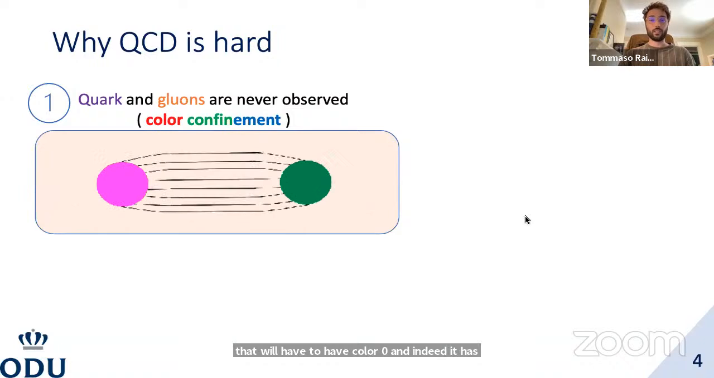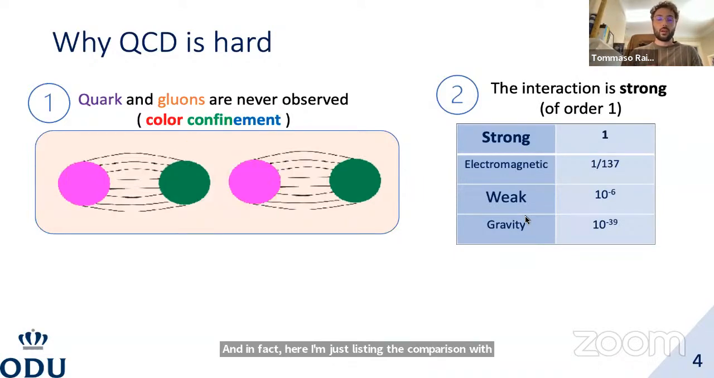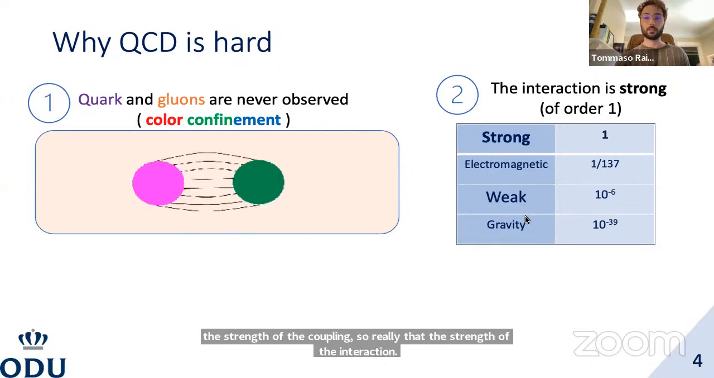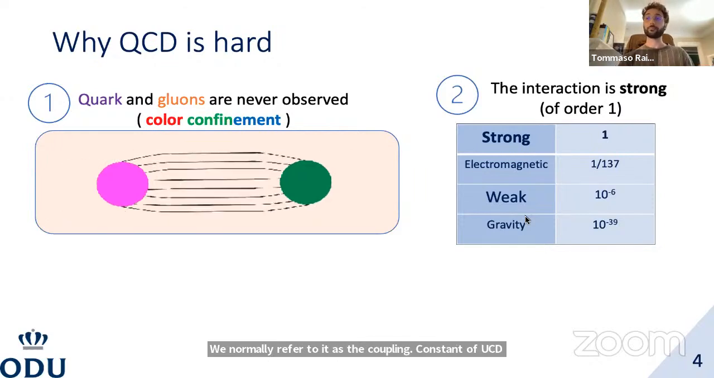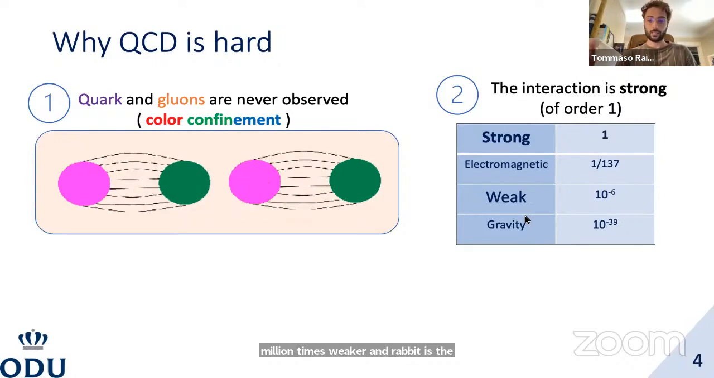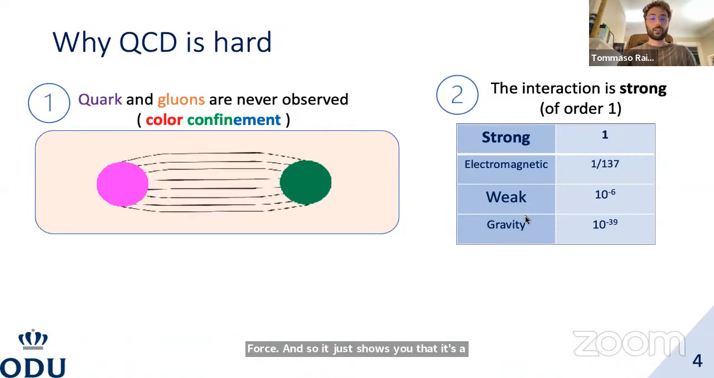Now, a second difficulty of QCD is that, as the name suggests, it is very strong. And in fact, here I'm just listing the comparison with the other known forces. If you look at the strength of the coupling, so really the strength of the interaction, we normally refer to it as the coupling constant of QCD, QED, and whatnot. That is of order 1. The electromagnetic force is more than 100 times weaker, and the weak force is 1,000,000 times weaker, and gravity is the weakest of the bunch. It's really 10 to the 39 times weaker than QCD, than the strong force. And so it just shows you that it's a very strong interaction.